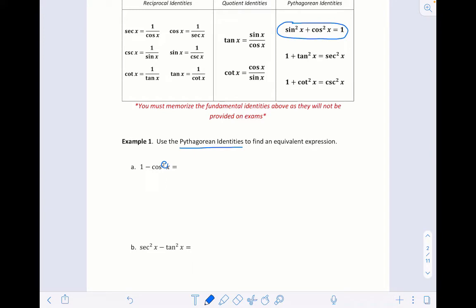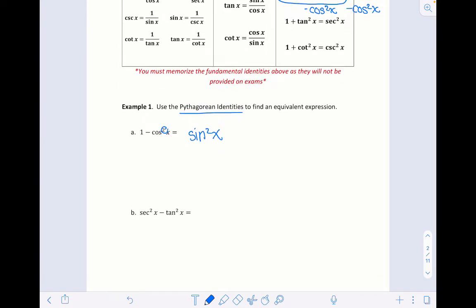Like for example, 1 minus cosine squared doesn't look exactly like that identity, but it's got a cosine squared in there, it's got a 1 in there, and so you could rewrite this equation. So in this case, what I could do is subtract cosine squared from both sides. So that identity is the same thing as sine squared is equal to 1 minus cosine squared. So then I know that 1 minus cosine squared is equivalent to sine squared, and I can rewrite it like that.